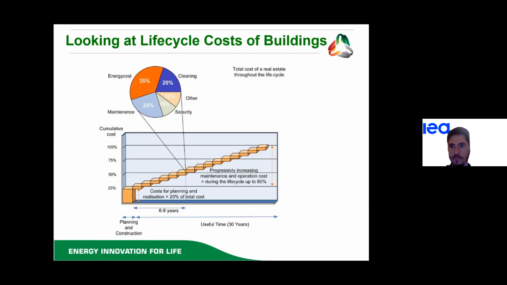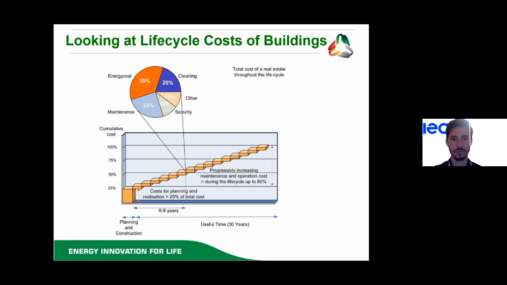We've got many examples of buildings of over 100 years, but in terms of the planning phase and looking at the life cycle, we look at 30 years typically as the life cycle costing of a building. And if you look at the planning and construction, that makes up about 20% of the cost. But as you move over time, that maintenance cost, because technologies become older and obsolete and aren't maintained, the combined energy and maintenance costs over time could make up as much as 80% of the building's cost over a period of time towards the end of its life cycle of 30 years, unless we do something about it.